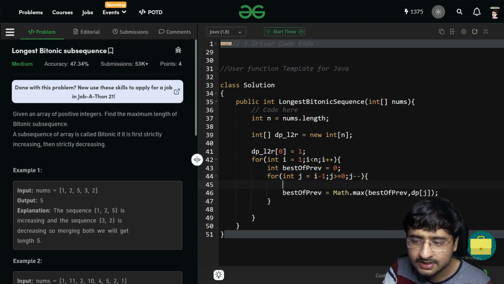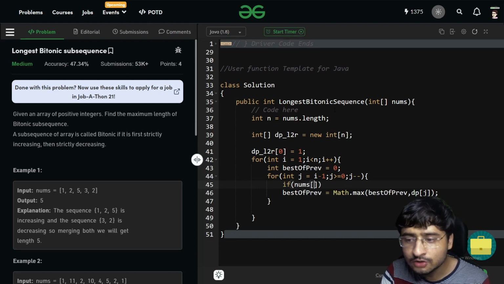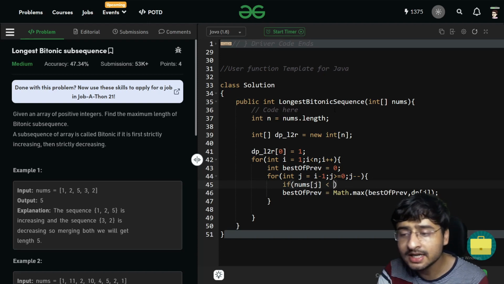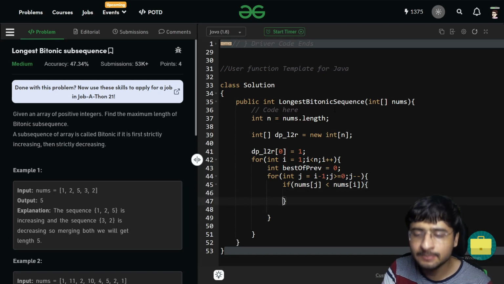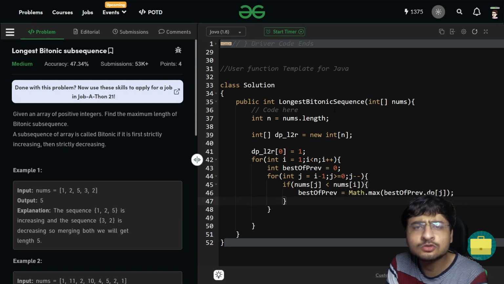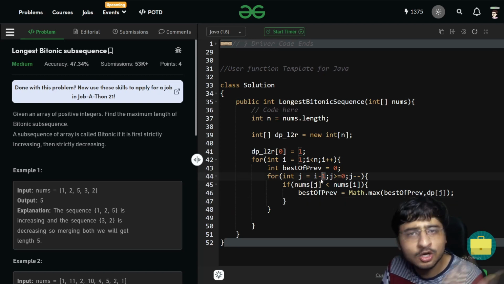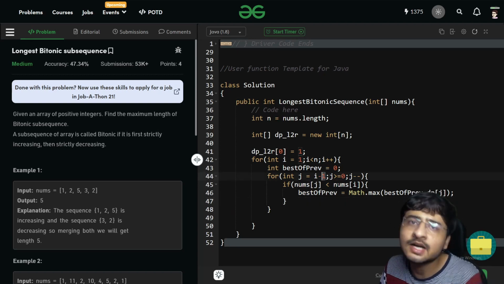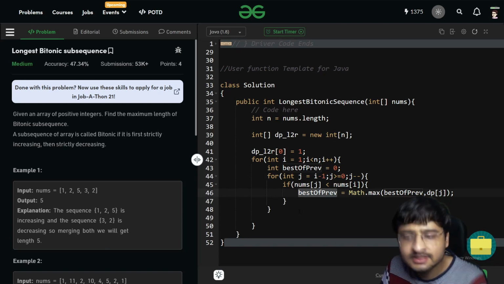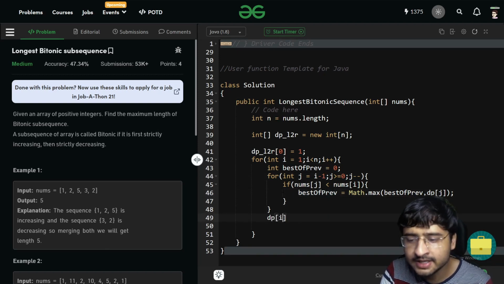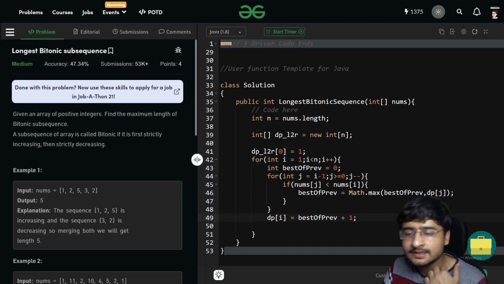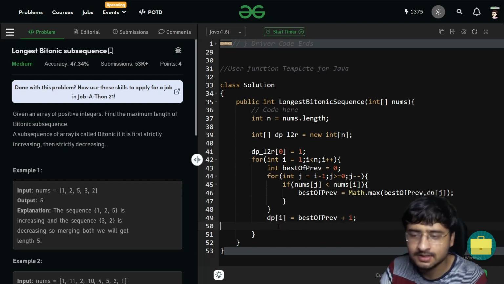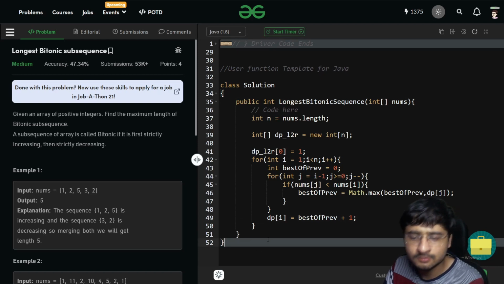Of course, here I have to write a condition as well. If nums of jth person is smaller than nums of ith person, then only I'll consider the dp of that particular number, because only if the jth person is smaller than us can the ith person stand after this. So I'll consider this bestOfPrevious. dp of i in the end will become bestOfPrevious plus 1. And this is how we have calculated the first array, the LIS from left to right.